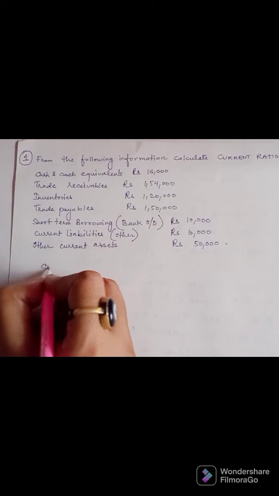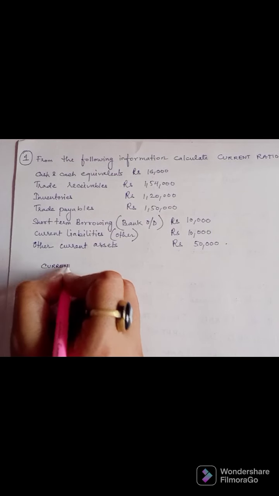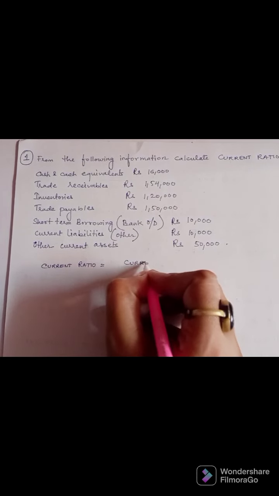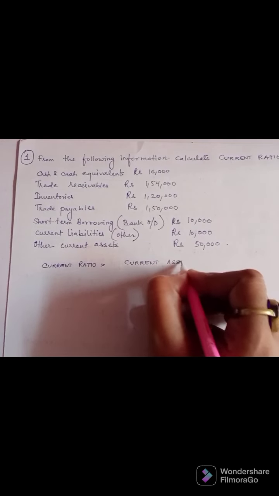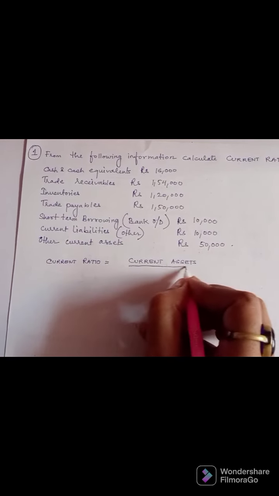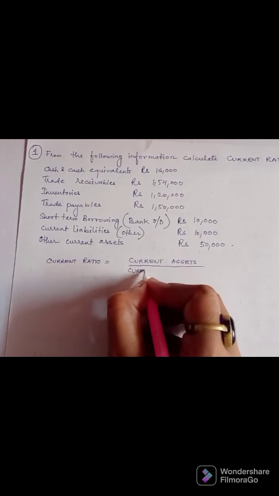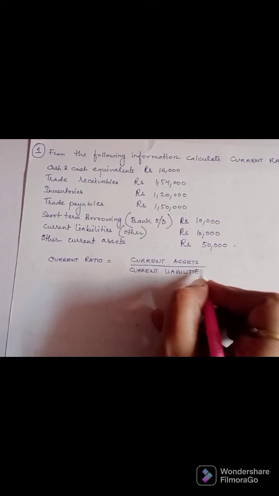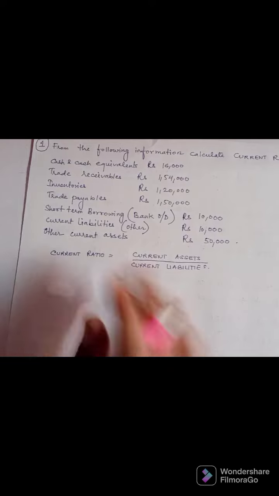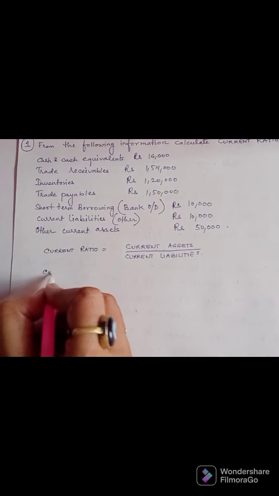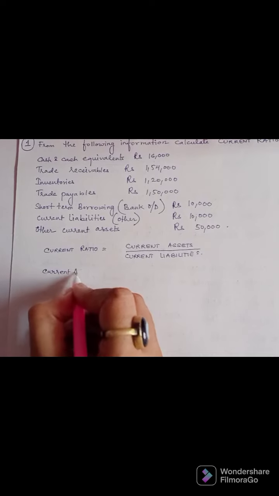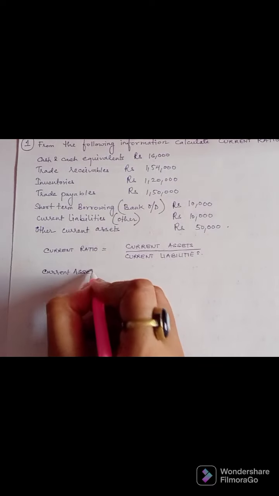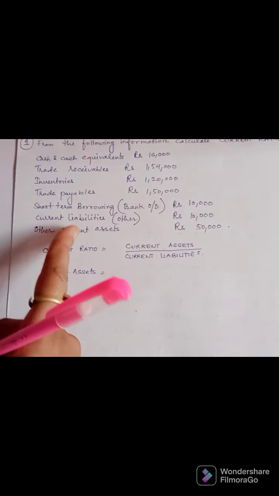So we will write current ratio equals current assets by current liabilities. Next, we will mention what are the current assets given. Do not directly write the figures. You have to mention what those figures stand for. So you have to mention what are the current assets that you're taking.